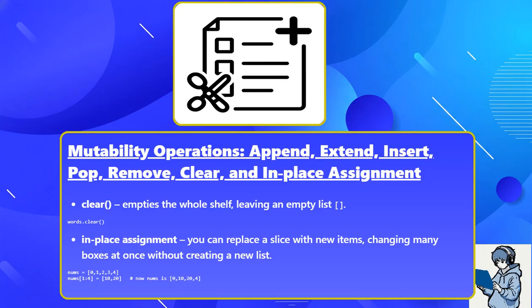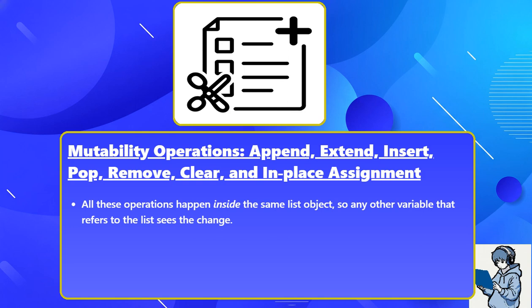In-place assignment: you can replace a slice with new items, changing many boxes at once without creating a new list. nums = [0, 1, 2, 3, 4]. nums[1:4] = [10, 20]. Now nums is [0, 10, 20, 4]. All these operations happen inside the same list object, so any other variable that refers to the list sees the change.